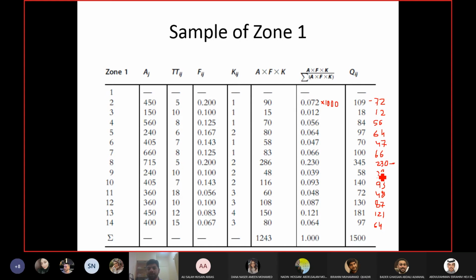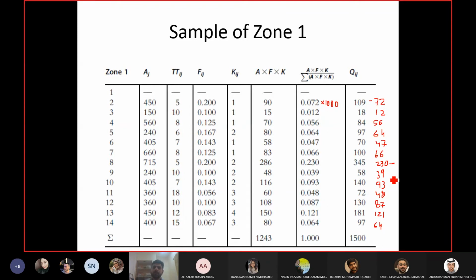When you are plotting the desire line diagrams, these numbers will determine the thickness. The thickness of the desire lines will be according to these numbers. So the desire line between zone 1 and 8 should be the thickest one. Then after that, I think this is for zone 13, which has 121, and so on. So you get the idea. The thickest desire line will be for the highest number, and then the lines will keep getting thinner and thinner.